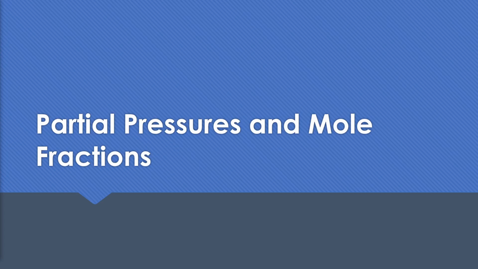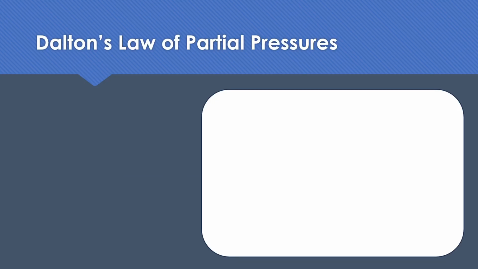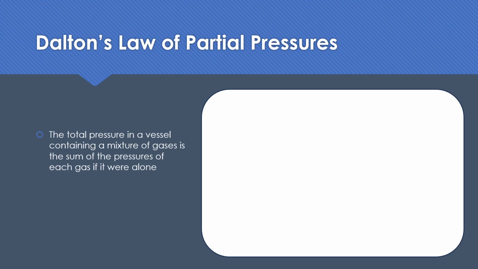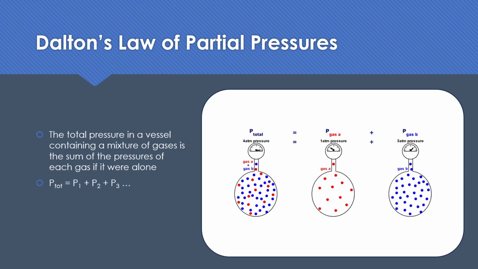All right, let's talk about partial pressures and mole fractions. Partial pressures comes from John Dalton, who found that if you have a vessel that has a mixture of gases, then the sum of the pressures is the sum of the pressures of each gas if it was alone. So you can add up the individual pressures of each gas to get the total pressure in the container.